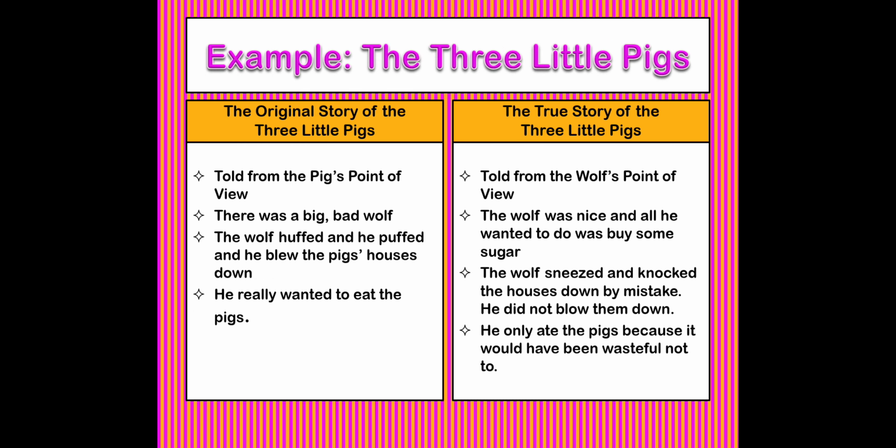That's an example of a story being told from a different point of view or perspective. And the original story is the story that we all know, which had the wolf being the bad guy. And the true story of the Three Little Pigs was told from the wolf's point of view, which gave us a better understanding of who the wolf was, which in turn made us feel like, hey, maybe he's not really that bad guy.